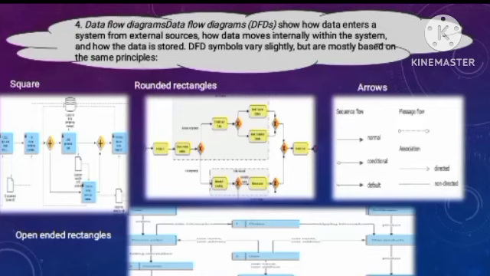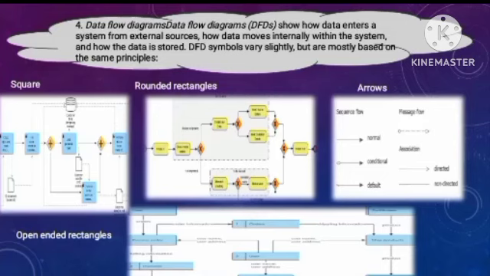So we have the sequence flow. We have the straight arrow, which refers to normal flow. And we have conditional arrows, default arrows, message flow arrows, and association, which has directed and non-directed types. The last one, we have the open-ended rectangles. This represents data stores and includes electronic stores like databases or XML files, as well as physical stores such as filing cabinets or stacks of paper.